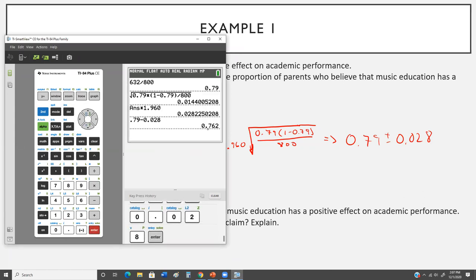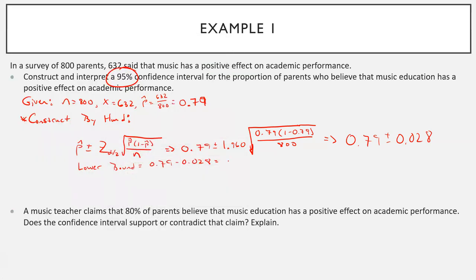So you get 0.762. And the upper bound is the addition part, which you get as 0.818. Is that correct?